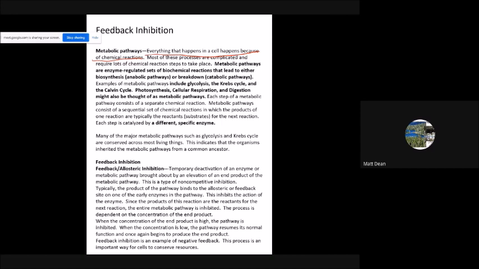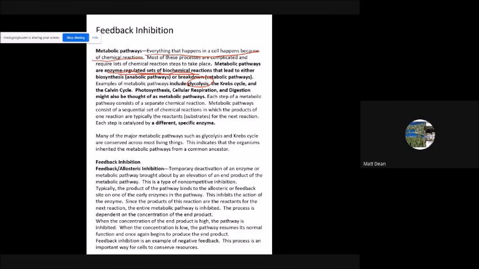So a metabolic pathway is a set of enzyme-regulated steps, enzyme-regulated biochemical reactions that lead to either anabolic pathways, build-up, biosynthesis, or breakdown, catabolic pathways. There's lots of different metabolic pathways in your body. You could think of glycolysis as a metabolic pathway.